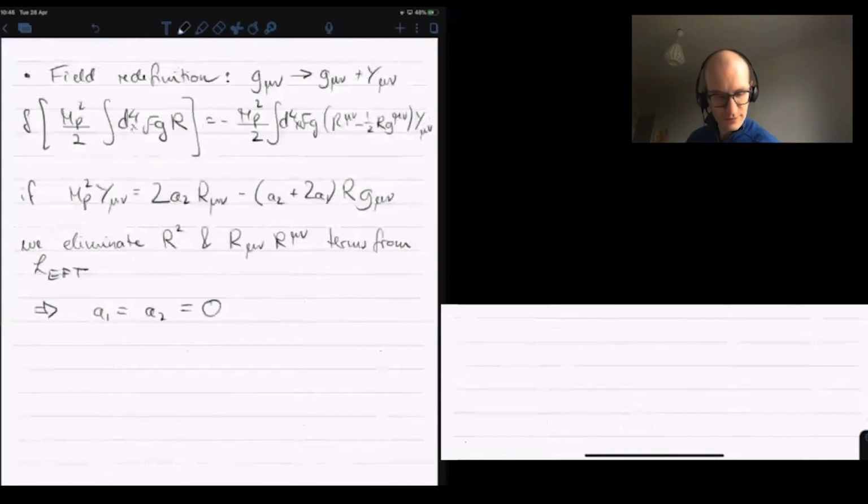Okay, and so what does that really mean? Why can we just do this? Well, you see, the point is, as I was saying, this is a general EFT principle.